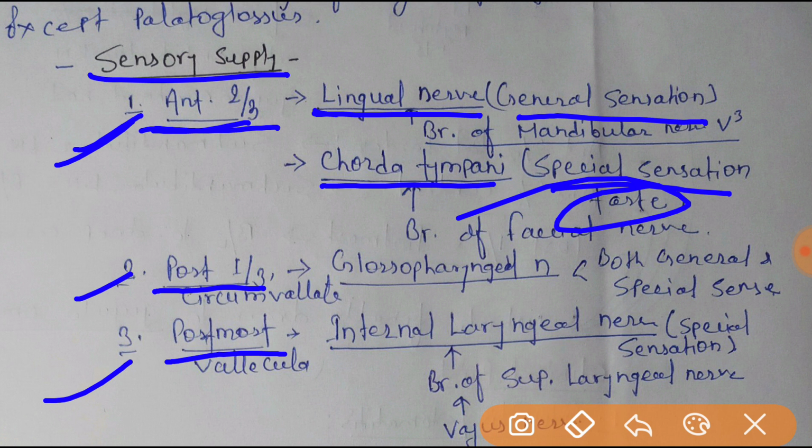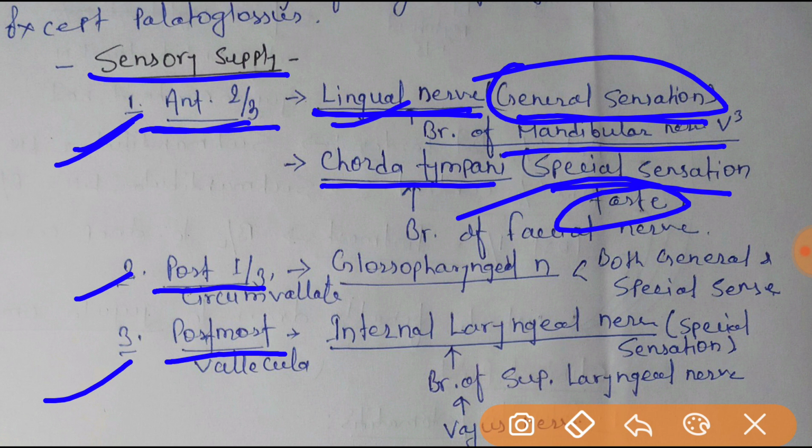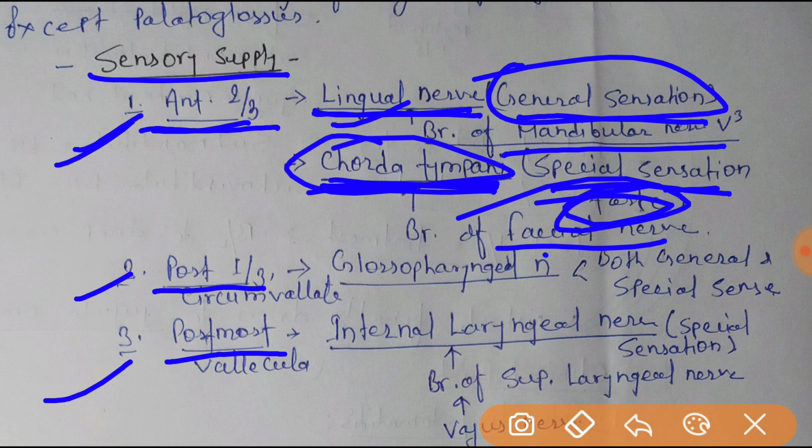In the anterior part, the lingual nerve, which is a branch of the mandibular nerve, carries general sensation, like touch and temperature. While the chorda tympani, which is a branch of the facial nerve, carries the special sense, like taste. By its name, chorda tympani sounds like it would be the nerve supply of the tympanic membrane of the ear, but by mistake, it is the chorda tympani which supplies the special sensation of the anterior 2/3, and it is a branch of the facial nerve.